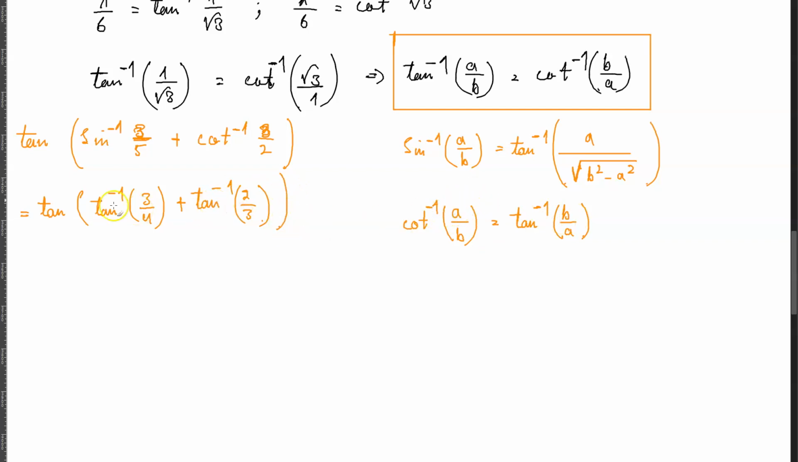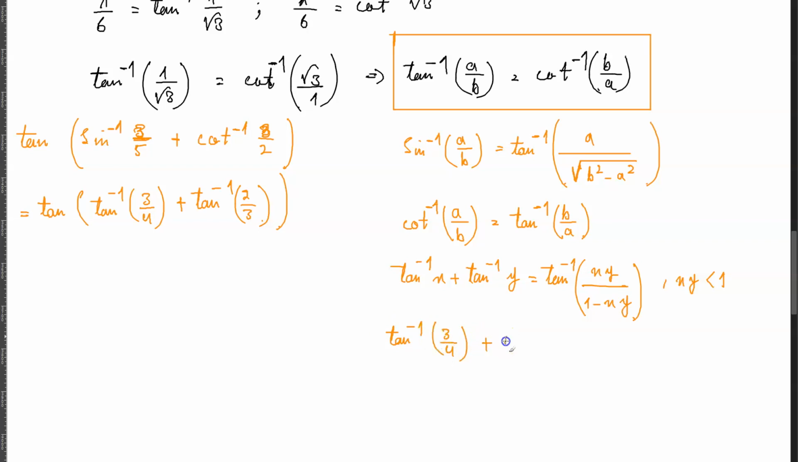Now, we need to add these together. So I can use the formula: the tan inverse of x plus the tan inverse of y is equal to the tan inverse of x plus y over 1 minus xy, for x times y less than 1, which means that the tan inverse of 3/4 plus the tan inverse of 2/3 is the same thing as the tan inverse of 3/4 plus 2/3 over 1 minus 3/4 times 2/3.